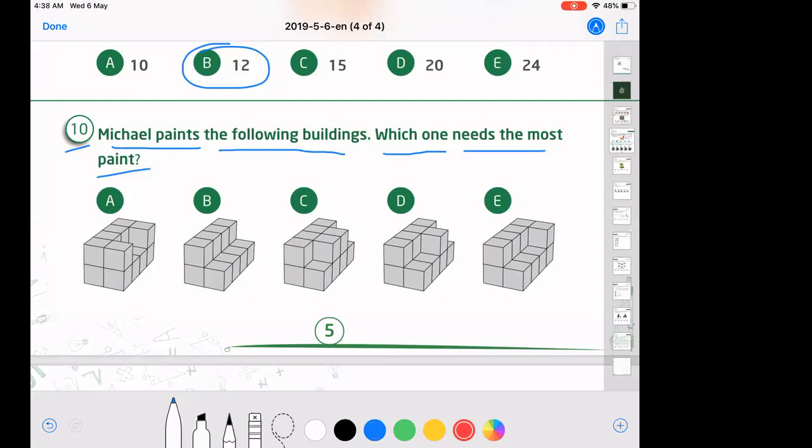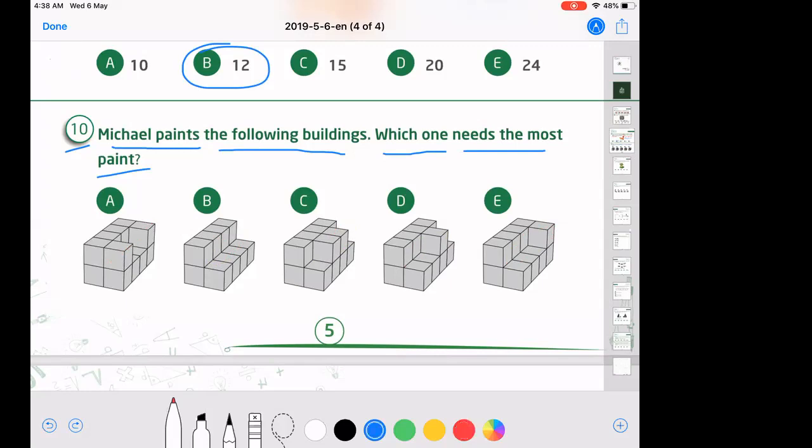What does it mean? We need to color these shapes, but one of them has a number of faces more than the other. The difference between all of these faces is that line. This is the difference between them. So we will just count, or check, which one has more faces.